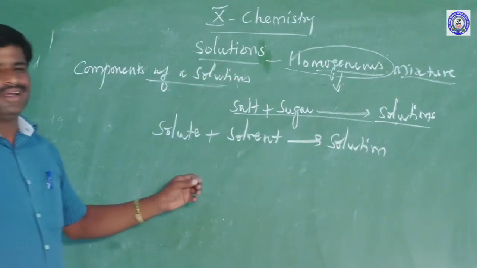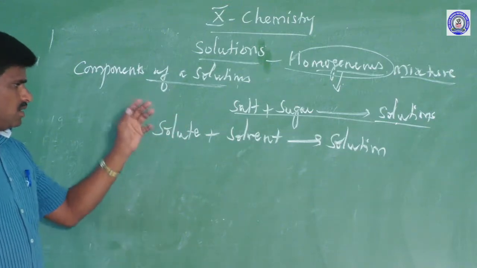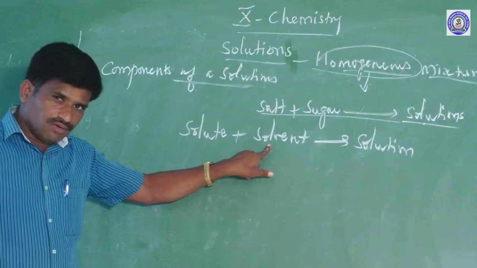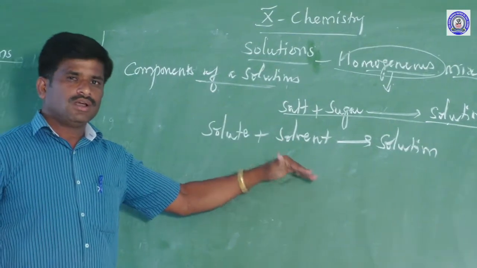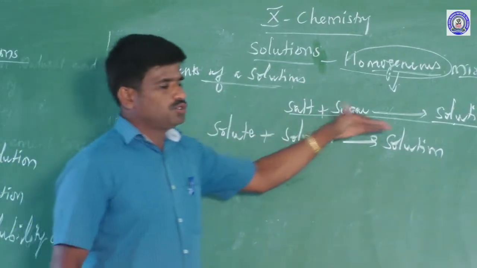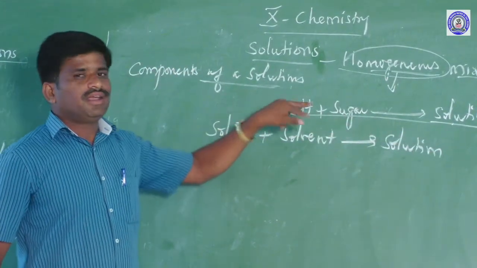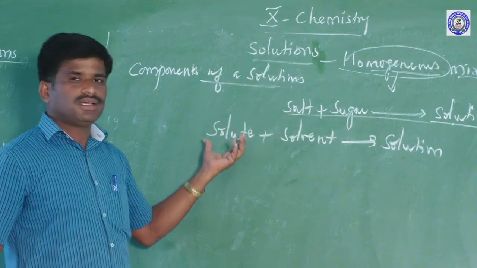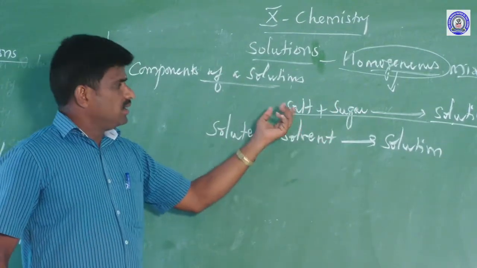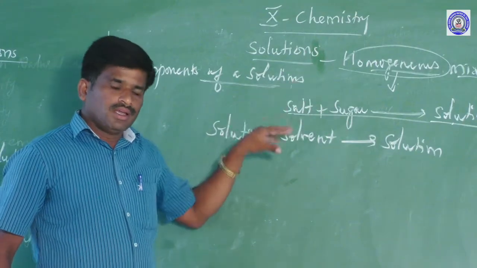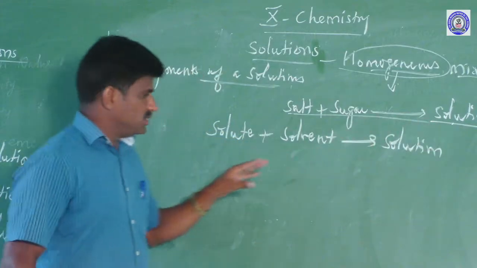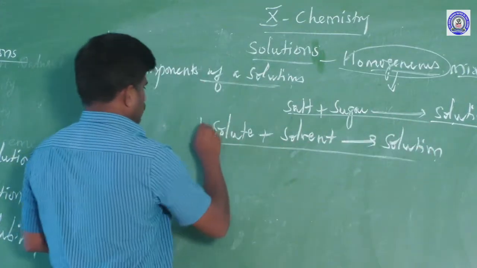This is a simple, equation-type solution definition. What actually is a solution? A solute dissolves in a solvent. Here the solvent we take is water or some other solvent also. Solute plus solvent gives solution. In our example, the solutes are salt and sugar, and the solvent is water. When the salt and sugar are added to water, we get the solution. This is a simple definition of solutions.